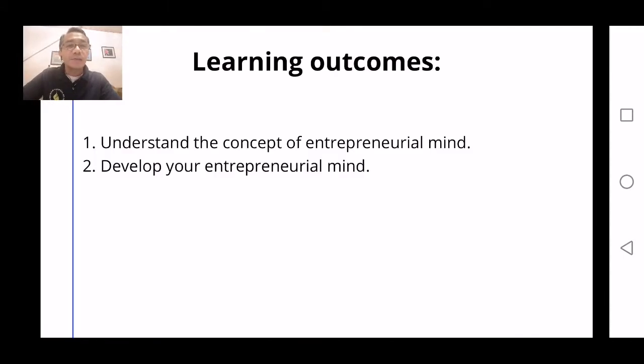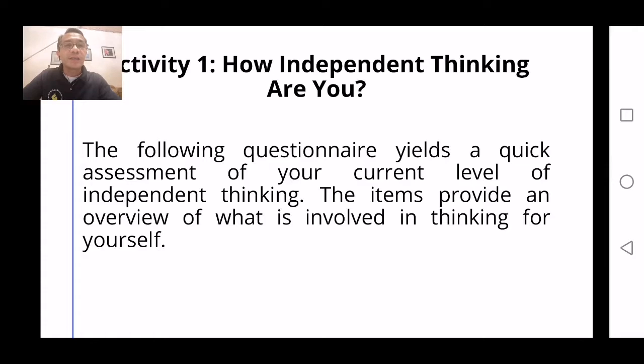And again, our learning outcomes. First, understand the concept of entrepreneurial mind. And two, to develop the entrepreneurial mind. So remember, our subject here is trep. So we are trying to develop our entrepreneurial skills so that at least at the end of this course, we can have a basic background on entrepreneurship. So please remember all the learning outcomes that we have introduced in each unit, in each section that we have discussed. And the first activity for this section.